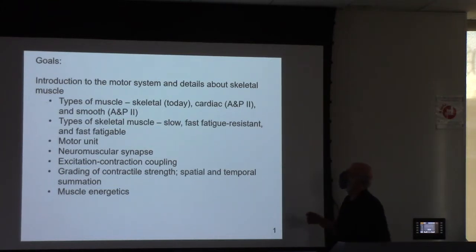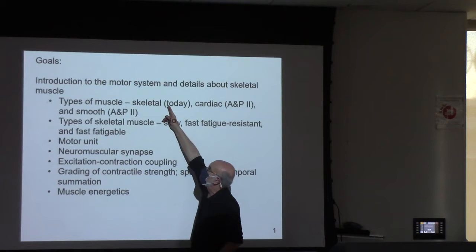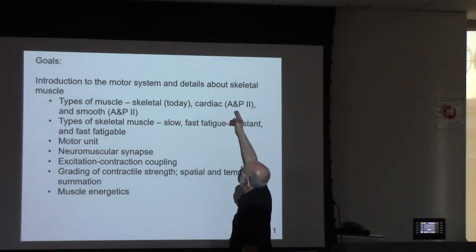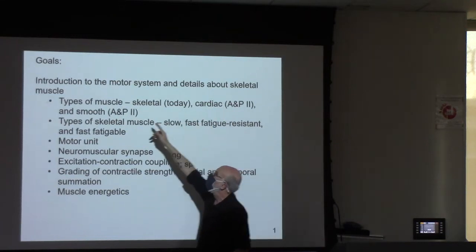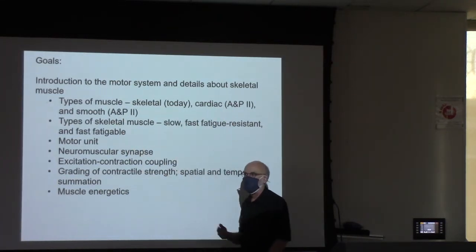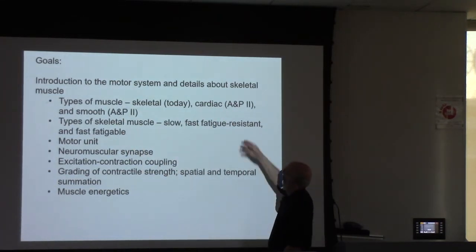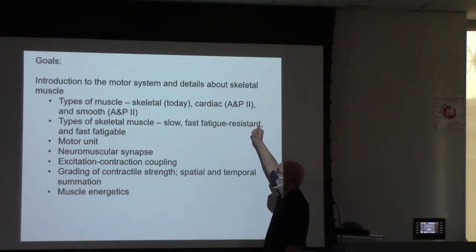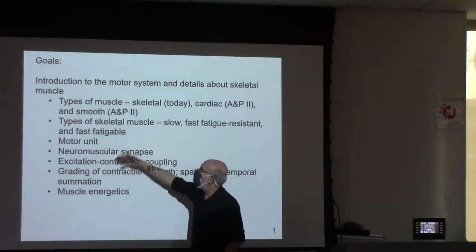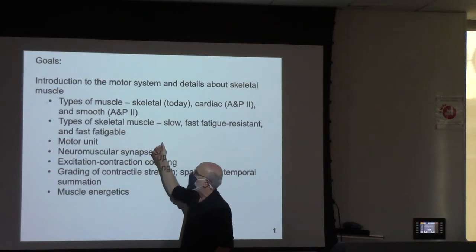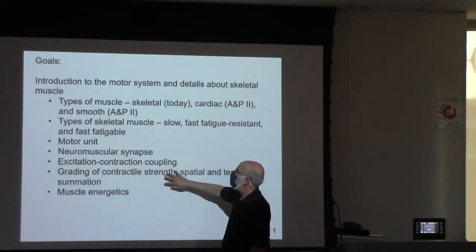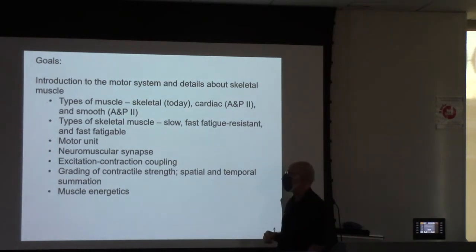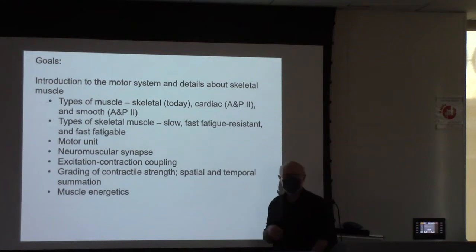So we'll talk about the type of muscle. We're going to focus on skeletal muscle for this course, but in the other A&P course, cardiac and smooth muscle are a focus, but not here. We'll talk about the types of skeletal muscle, introduce some concepts of the motor unit and the special synapse at the neuromuscular junction, the neuromuscular synapse. Talk about the mechanisms of contraction of skeletal muscle. That's what we're going to do in the first part.